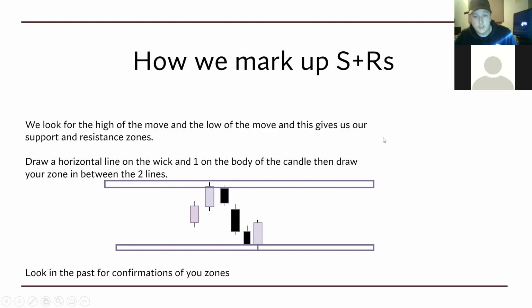And then also, once you've found your support and resistance zones, it's always good to look in the past for confirmations of the zone. So basically what that's referring to is, if you look back at the past price action, you want to see the zone that you just drew being touched as many times as possible in the past. So it confirms that that is a zone of interest in the market, and that you want to be paying attention when price comes to them zones.